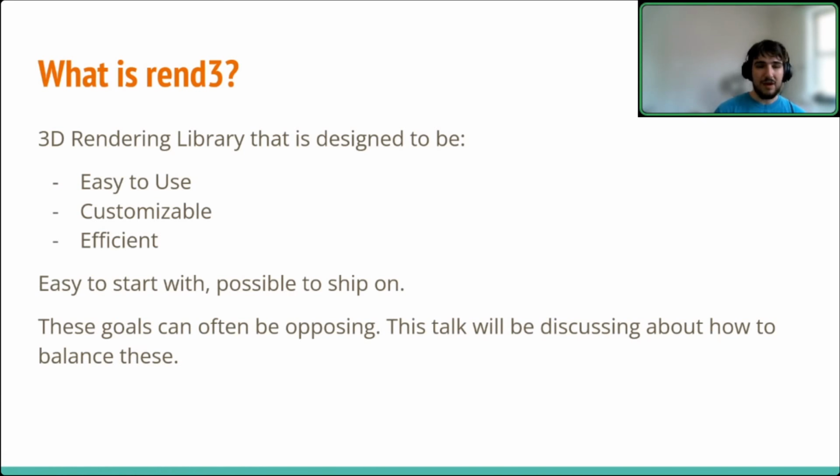The problem with all this is that a lot of these goals actually go against each other. Being easy to use often means that you omit a lot of the power that comes from customizing. Being efficient means that you have to use optimized data structures and stuff like that, which could make it harder to use or less customizable. So these are basically opposing goals. We need to strike the balance that is as reasonable as possible using the tools that we have available. So this talk will be discussing how to balance these.